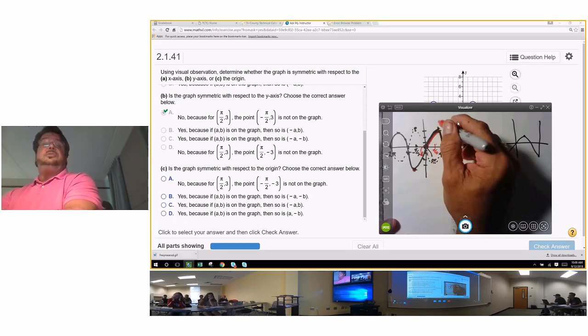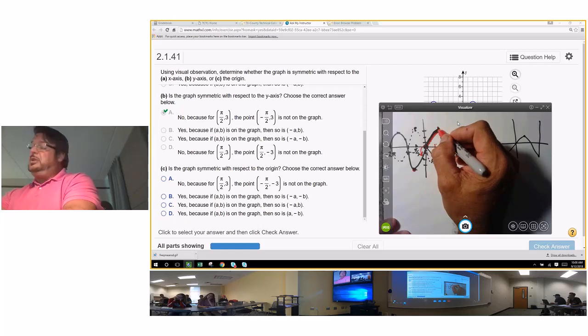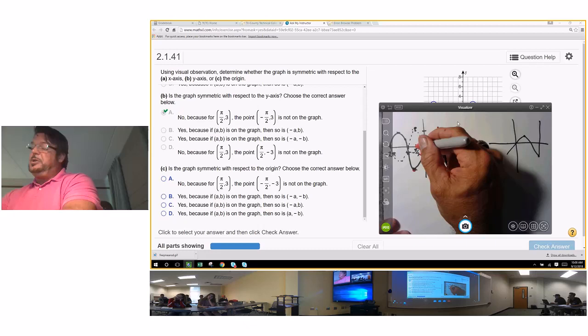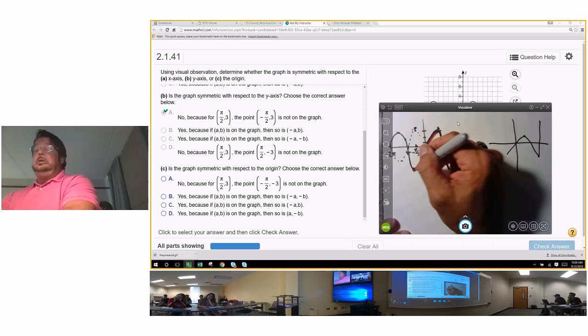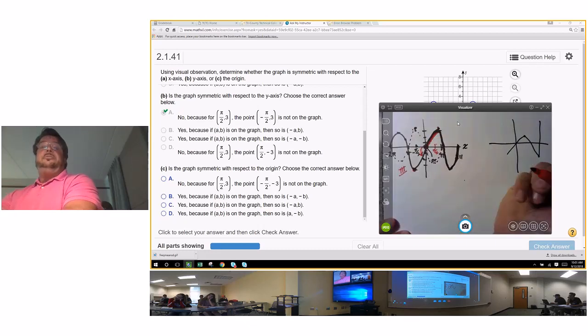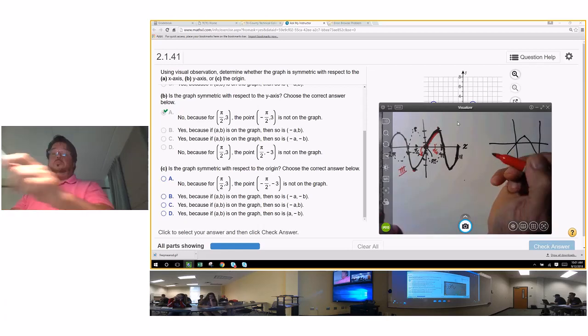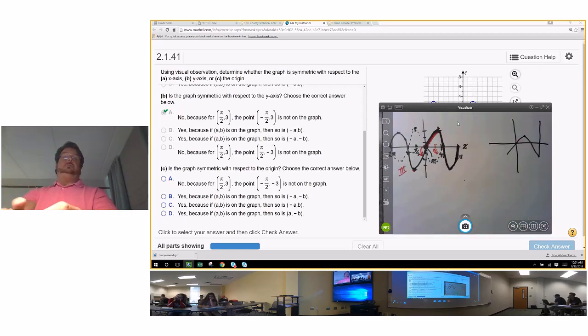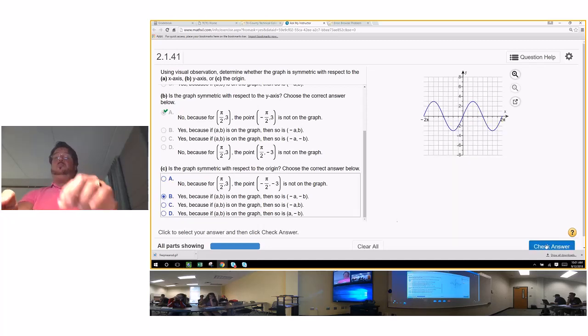So let's see what it says. Yes, because it's negative A, negative B. Do we need negative or negative? Yes, because it's in the what quadrant? Third quadrant. So I would say yes, B. Bravo. So B and check answer. And we are done with that question.